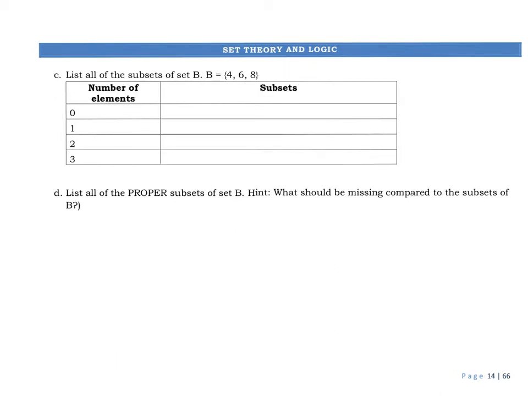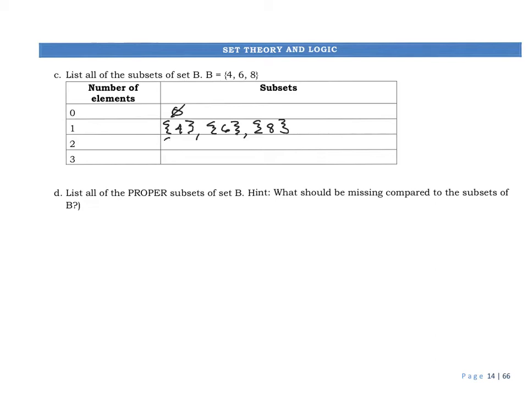Okay, now we're going to look at set B, and set B has 3 elements, okay? So for the number of elements 0, well, that's going to be the empty set again. And the subsets with 1 element, well, that would be a set with 4, a set with just 6, and a set with just 8. So we have 3 subsets with 1 element.